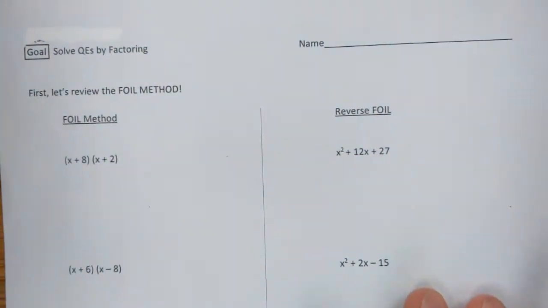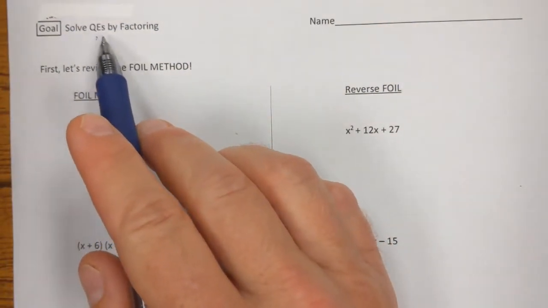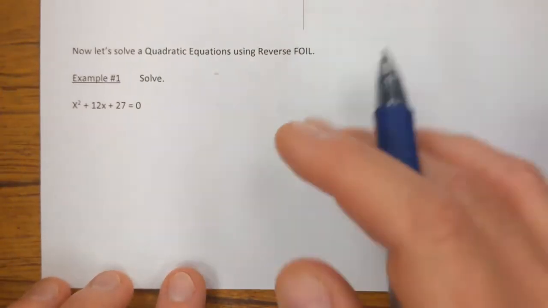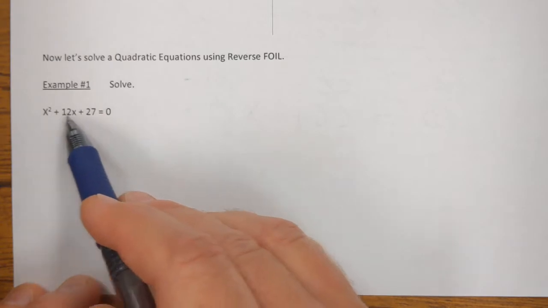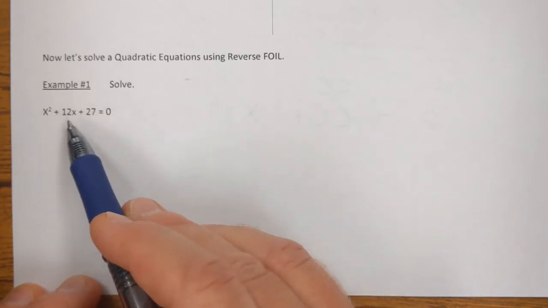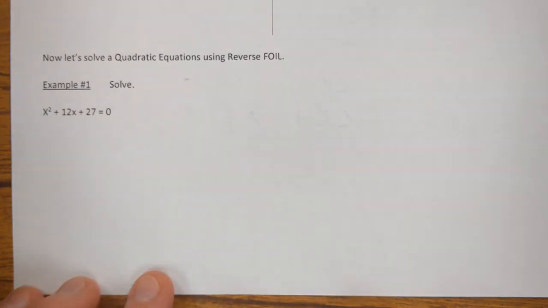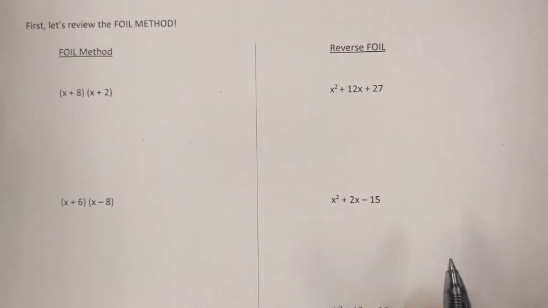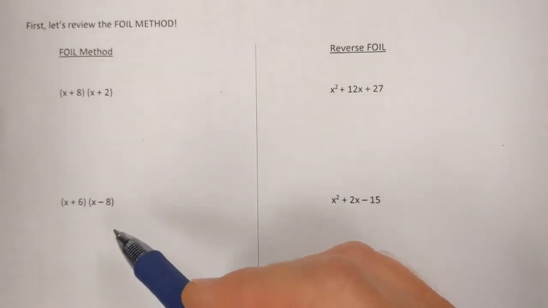All right, so in today's lesson, we're going to learn how to solve quadratic equations, QEs, by factoring. And ultimately, our first example here is going to be that exact same equation. I'm going to show you a method on how you can solve a quadratic equation, even if it has the linear term, like the 12x. Before we can do any of this, though, we really need to review what's called the FOIL method.